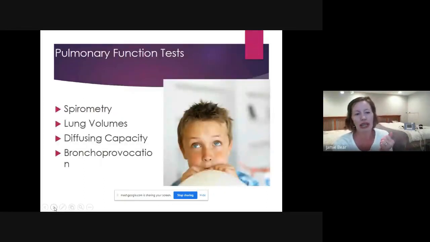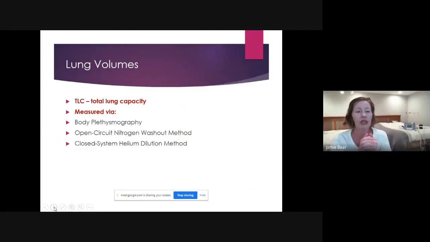Okay, so the tests we're going to look at are spirometry, lung volumes, diffusion capacity, and bronchoprovocation. So lung volumes, TLC, or your total lung capacity, remember it's measured 3 ways: your body plethysmography, or your body box, which is your preferred method. You have the open circuit nitrogen washout method, or the closed system helium dilution method.